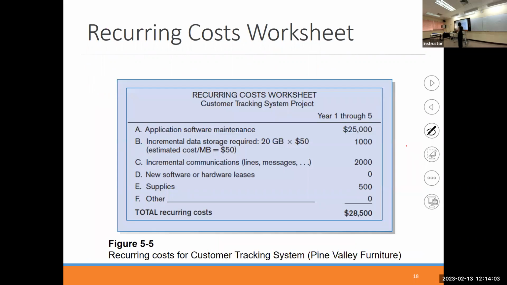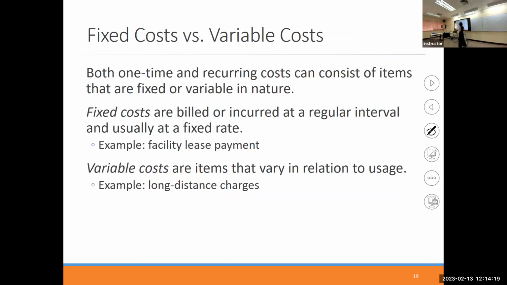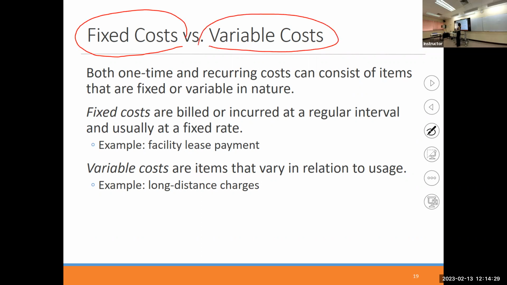Okay, so even supplies, materials, electricity, water bill, every type of bill that you pay monthly is also part of the budget. You need to analyze the cost. You need to analyze for recurring costs. And every type of cost can be considered as fixed or variable.